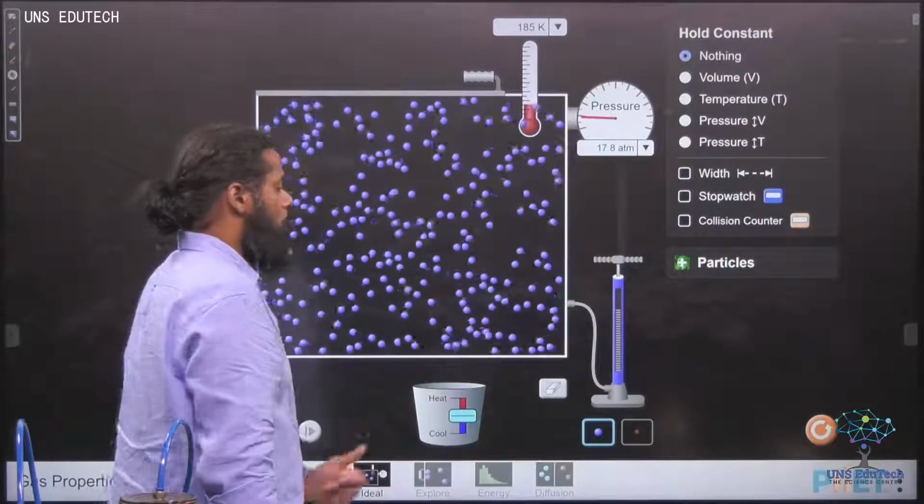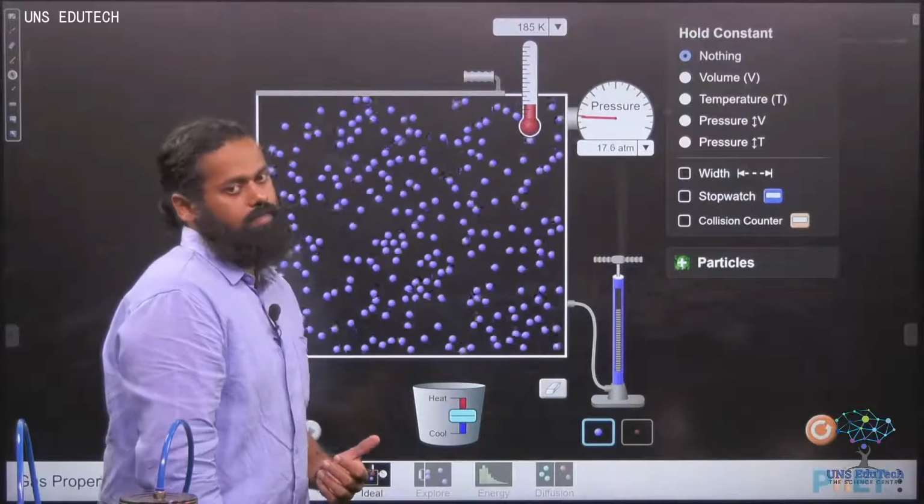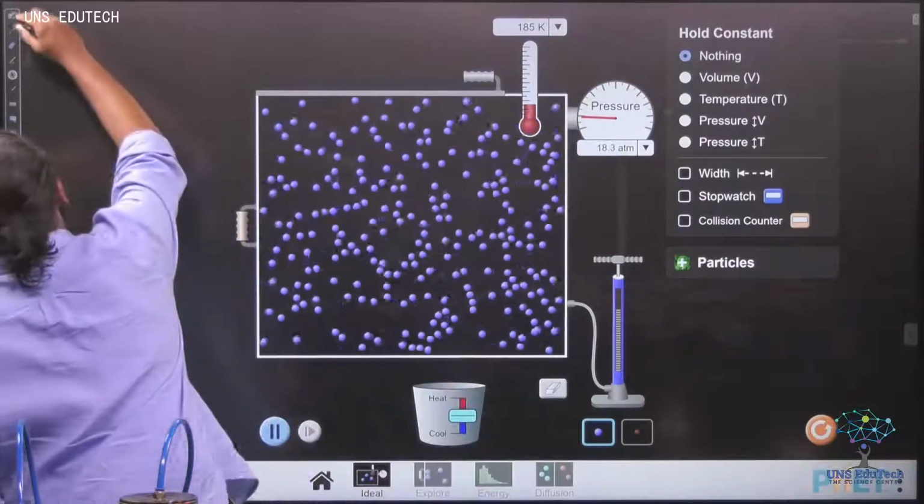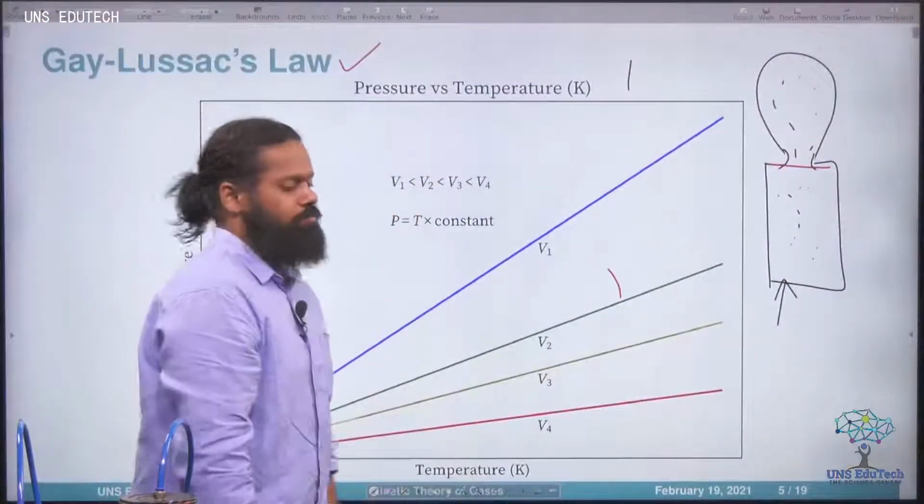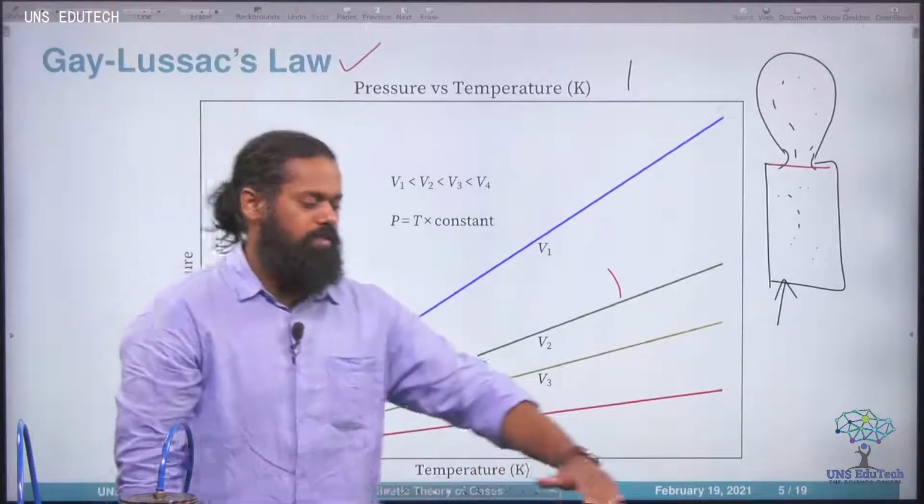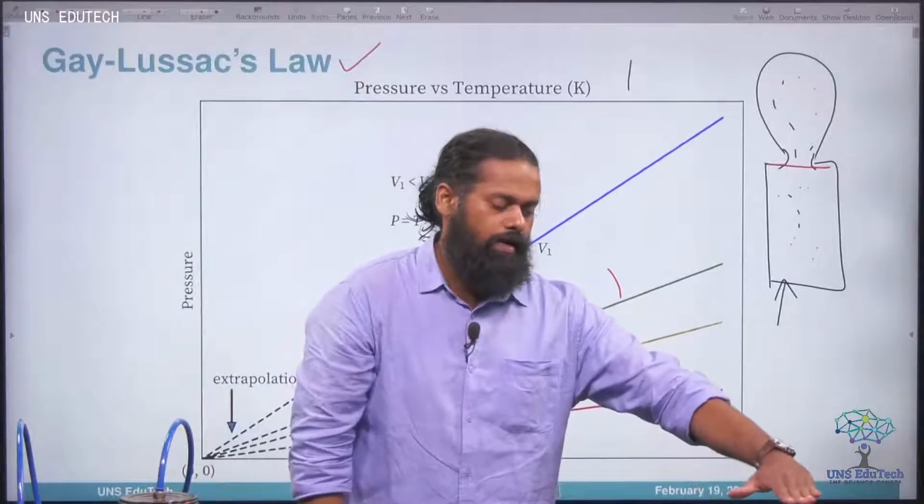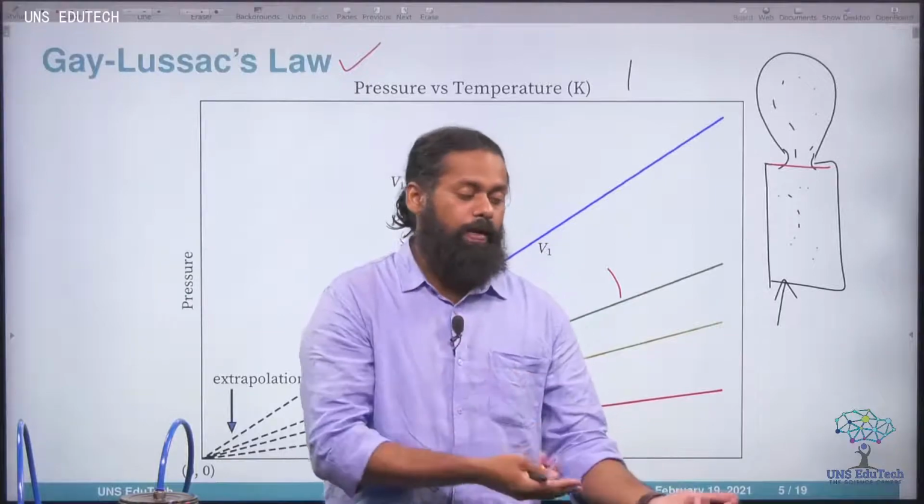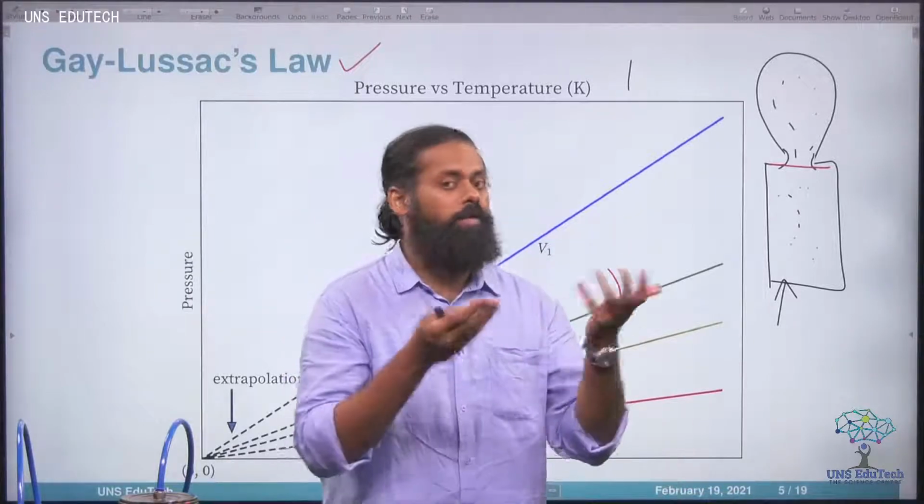Okay, so this law is called Gay-Lussac's law. Okay, it's very, very interesting. Probably in the next class we'll be showing this experiment as well. Then you can see that if you close this and connect it to a pressure gauge, and you are heating, the pressure will go up.